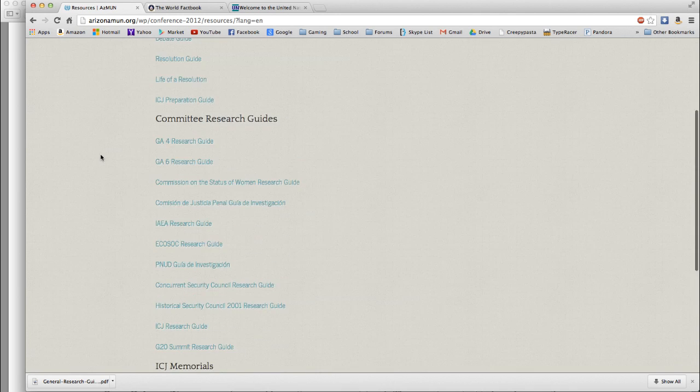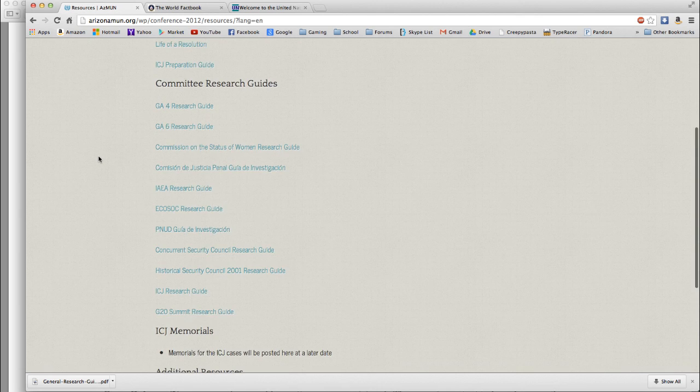Maybe find someone in your specific committee that's willing to print one out for you. That will be broad for your committee, as in it is not country specific, but it will tell you how to research for your country. So keep that in mind.